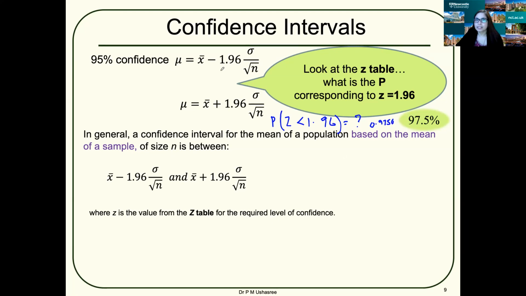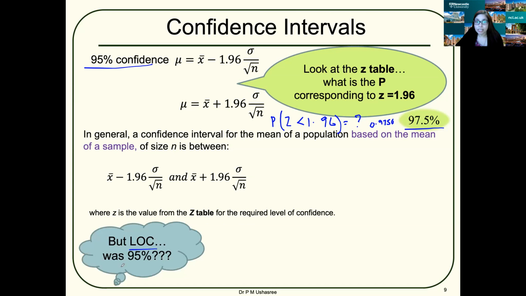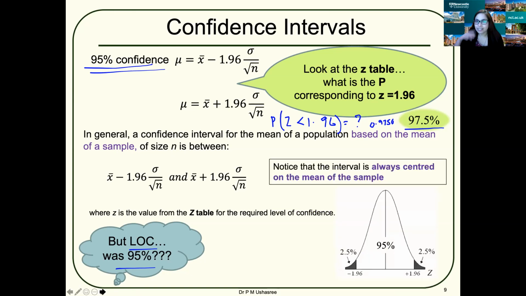But we are looking at 95% confidence, and you're getting a probability of 97.5%. Our level of confidence was 95%. Why do you think it is like that? So let's go back and look at the distribution again. What did we do here? We are talking about the 95% level of confidence. We looked at the Z table to the left of 1.96, isn't it?